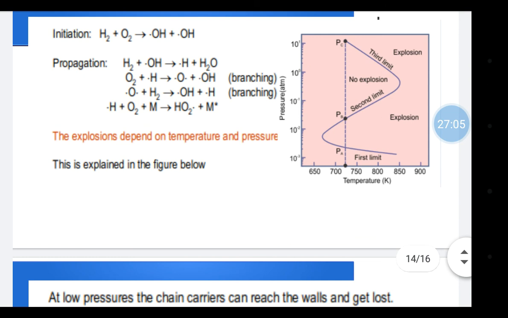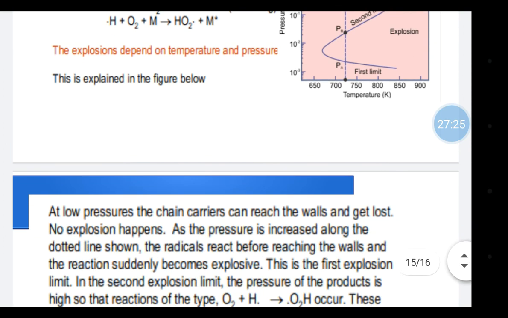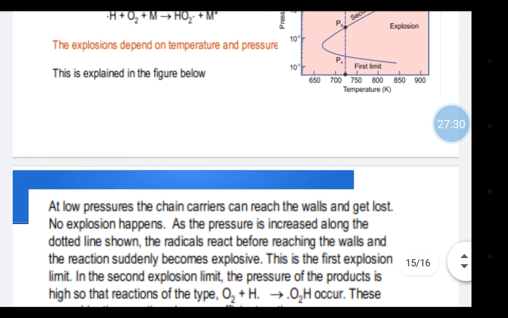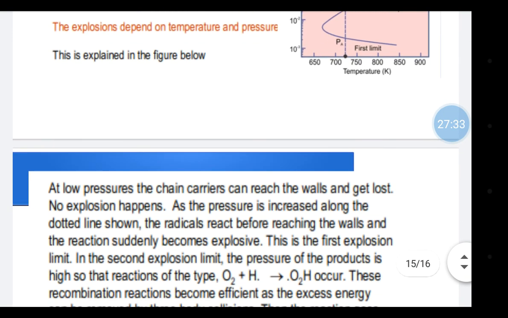These radicals, H dot and hydroxyl free radicals, cannot reach the walls, and propagation steps will take place. And you can see that the propagation steps involve so many branching steps also. So the reaction will proceed at a very large rate, and explosion will suddenly happen when the pressure reaches a particular value. This is the first explosion limit. And beyond that, with increase in pressure, the explosion will continue.